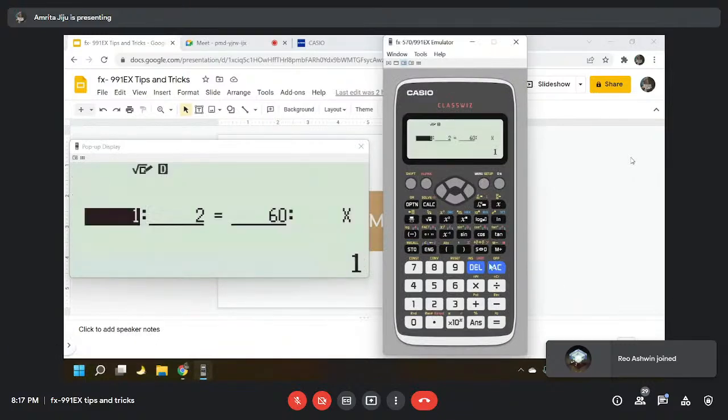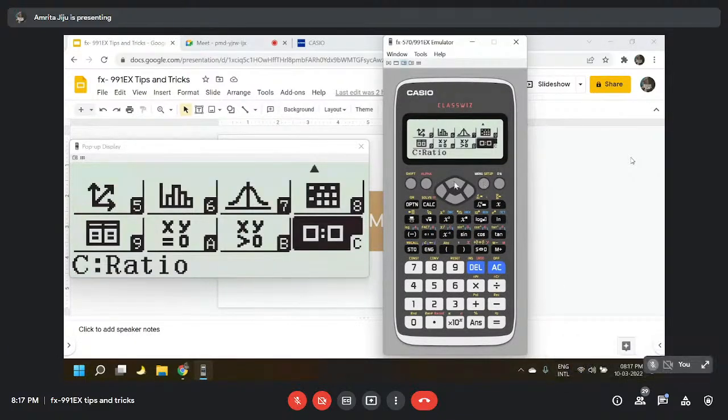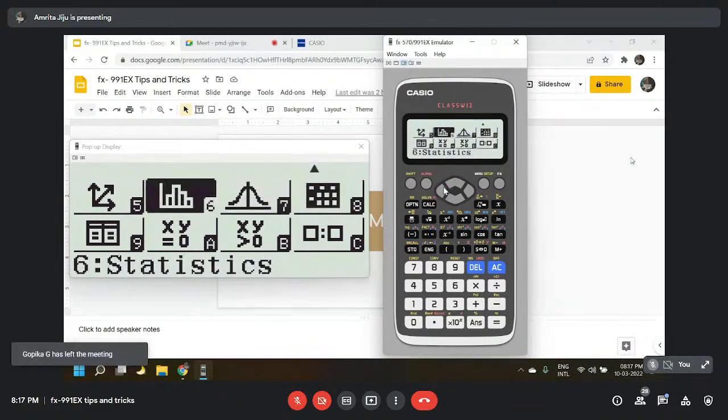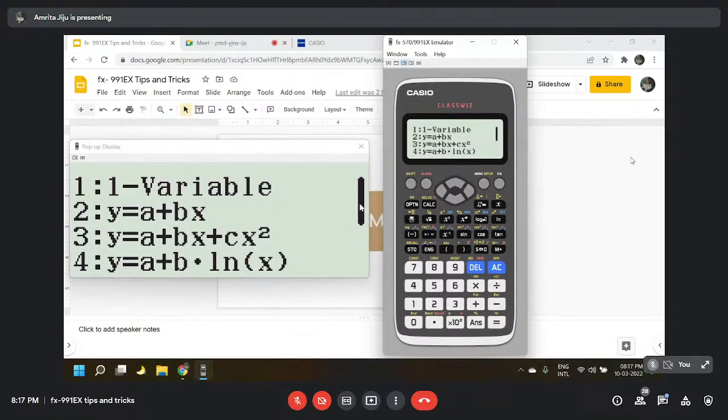And yeah, that's it. Now we have 3 more functions to discuss. So we have time limitations. We'll just see what the 3 modes are. I'm not going to explain much detail of that. So the 6th is basically the statistics mode. I'm just going to explain the first one, that is the variables one.